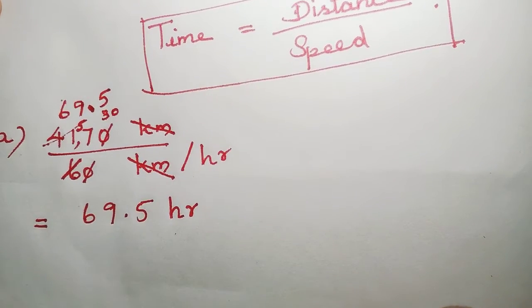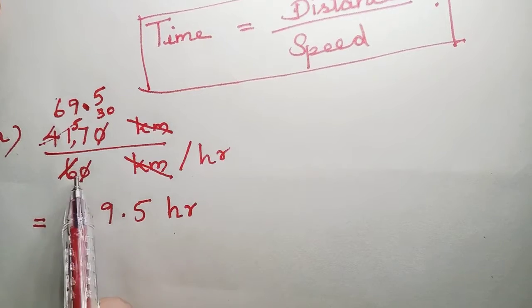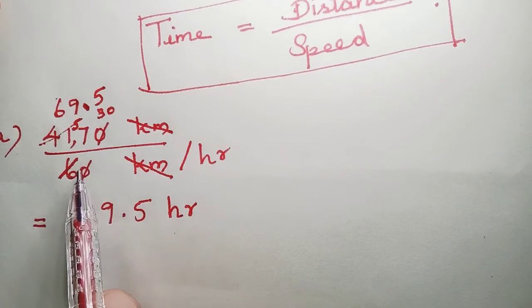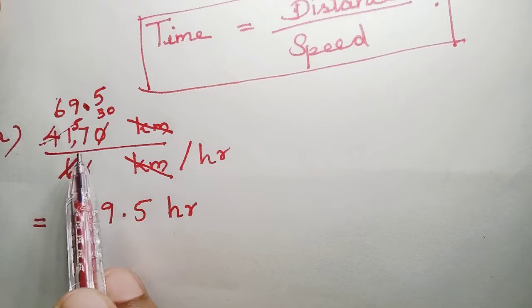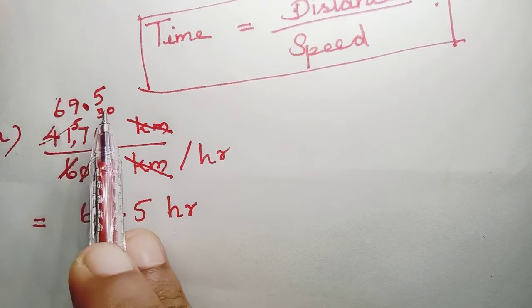69.5 hours. I hope you all know how to cancel this. Just cancel the zeros first, then cancel the numerator along with the denominator 6. When you cancel it out, you get the answer 69.5.